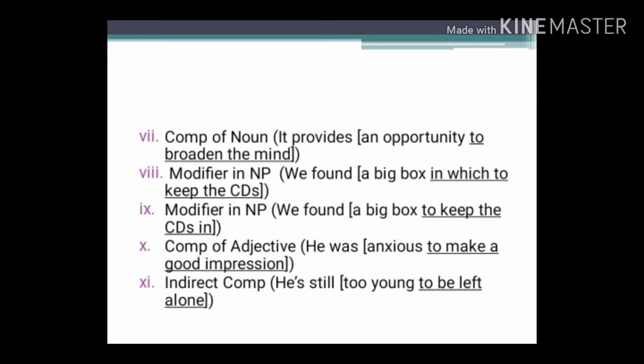The next is complement of adjective. The example is he was anxious to make a good impression. To make a good impression refers to the adjective anxious. And the last is indirect complement. He is still too young to be left alone. In the last construction, the infinitive is an indirect complement in the structure of an adjective phrase. It is licensed by too, but it functions as a dependent in the phrase too young.